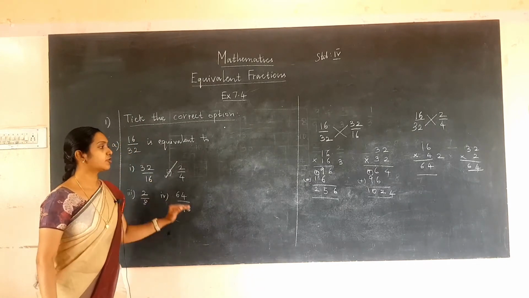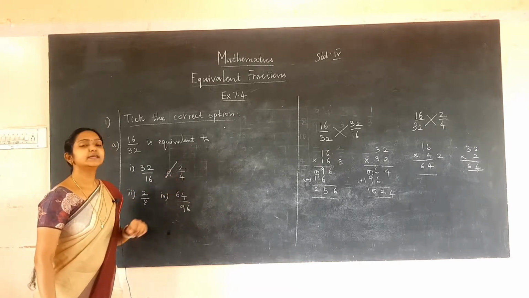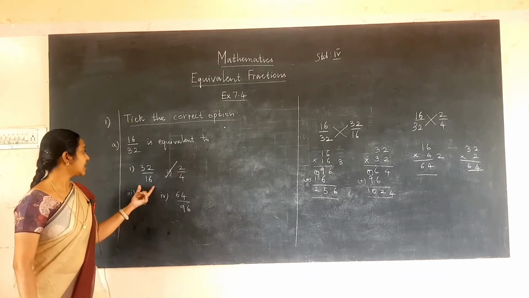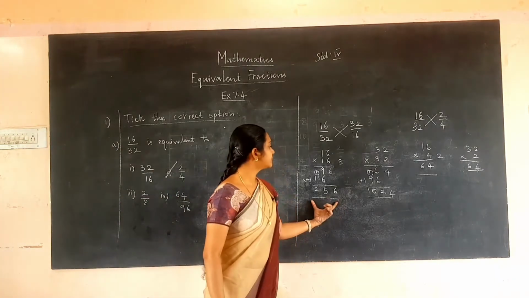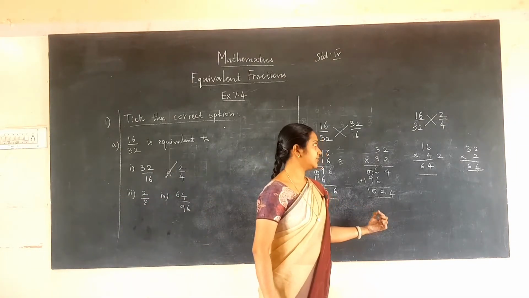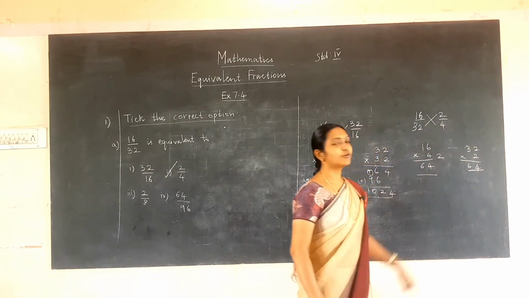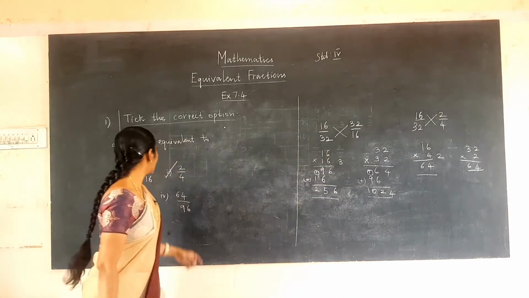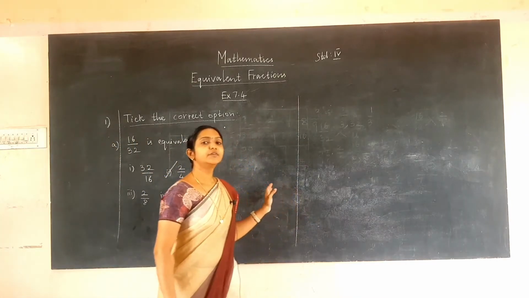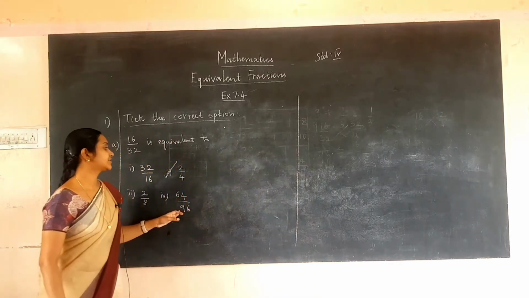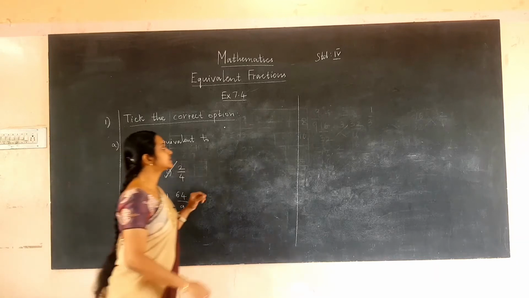We have to find the cross product. If the cross products are equal, then we can say that it is an equivalent fraction. First we considered 32 by 16 and found that 256 is not equal to 1024. Next, 64 is equal to 64. So 2 by 4 is an equivalent fraction for 16 by 32. We can also find the equivalent fraction by reducing the original fraction. Here the question is 16 by 32.